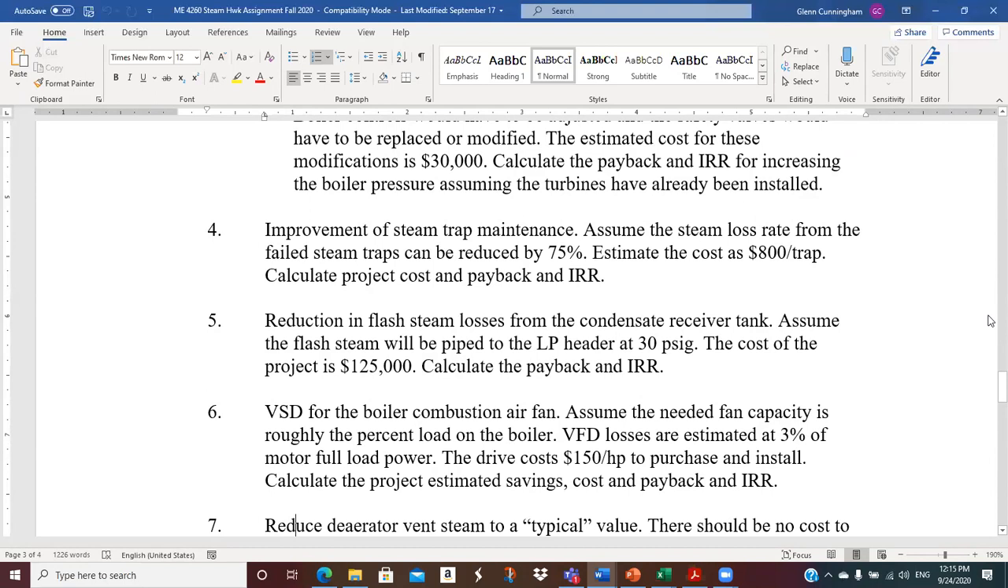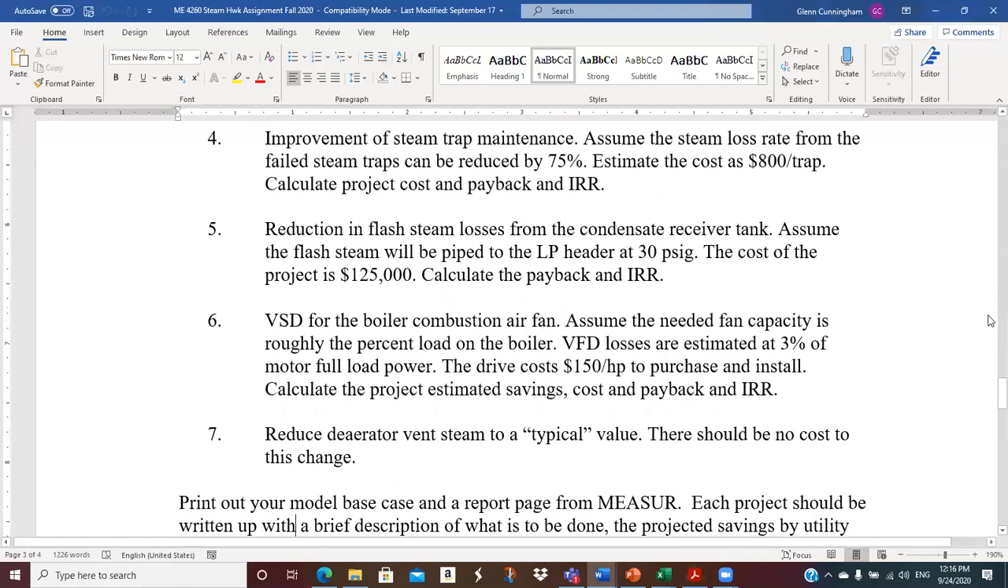Okay, VSD on the boiler combustion air fan. I'm going to talk more about that in some detail. So VFD losses, estimate 3% of full motor power, but I'll come back to 6% here in a minute.